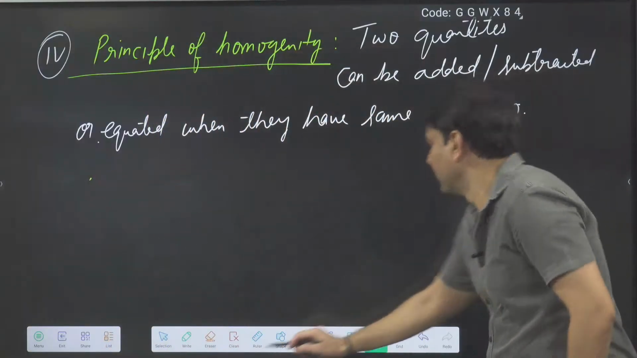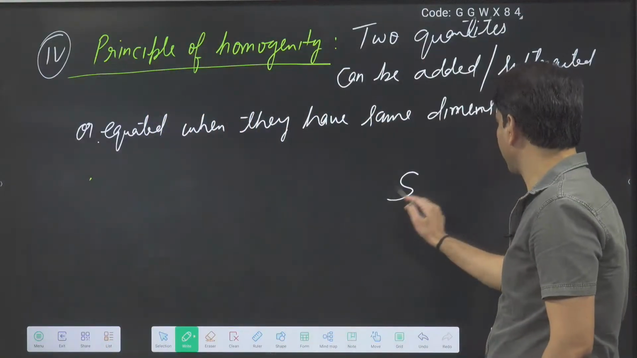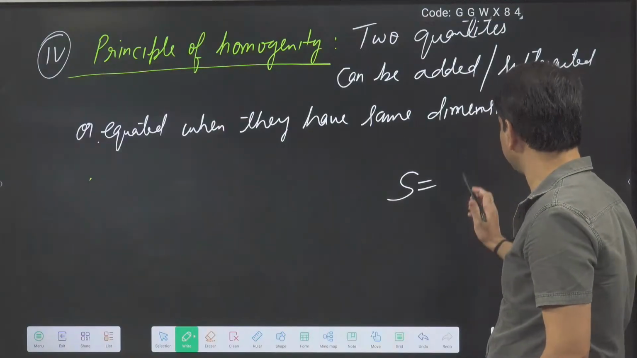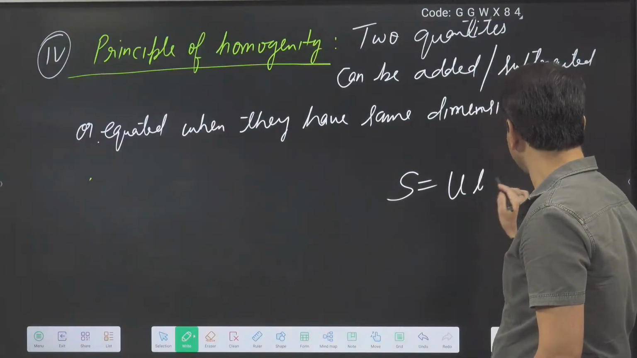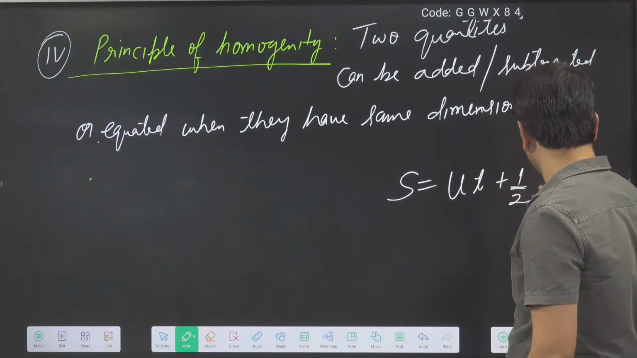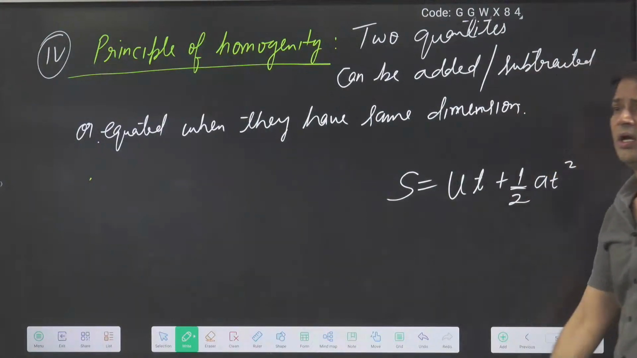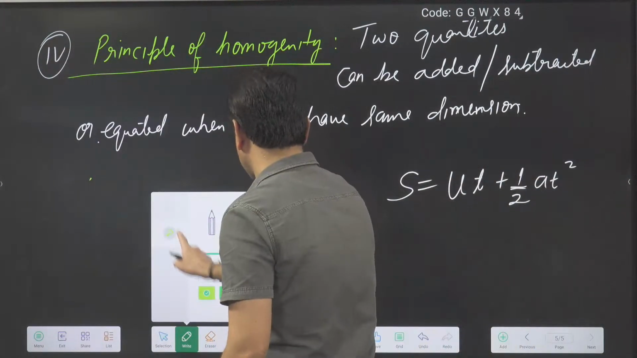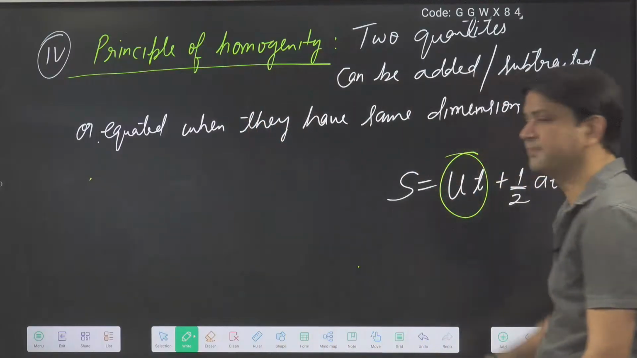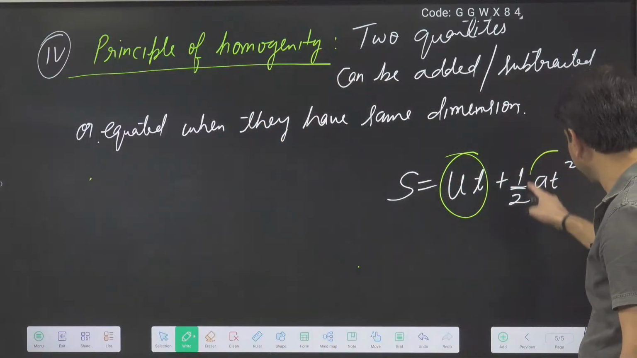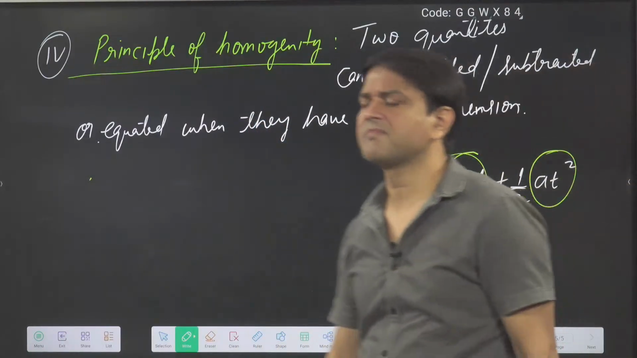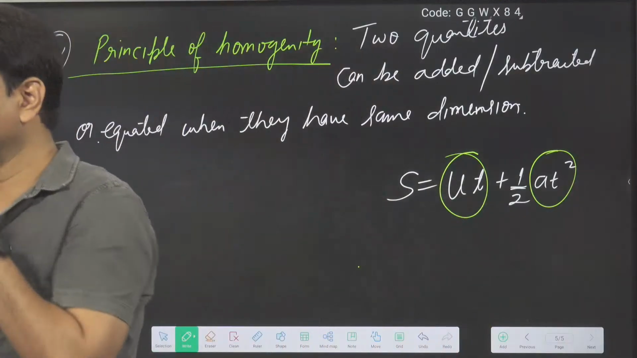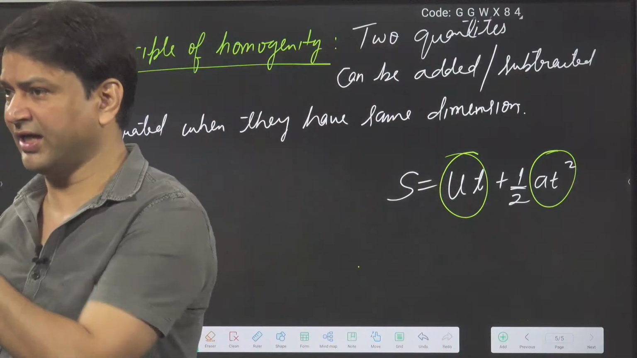Like suppose this formula everybody knows, S is equal to ut plus half at square. Okay. So here what we are doing, we are adding ut and at square. Half doesn't matter, half is the constant. So ut is the one quantity, at square is the one quantity I am adding.